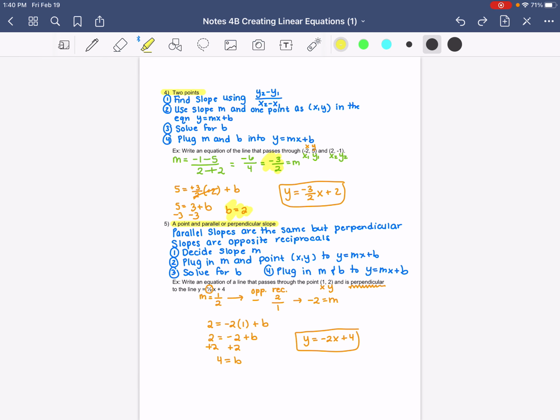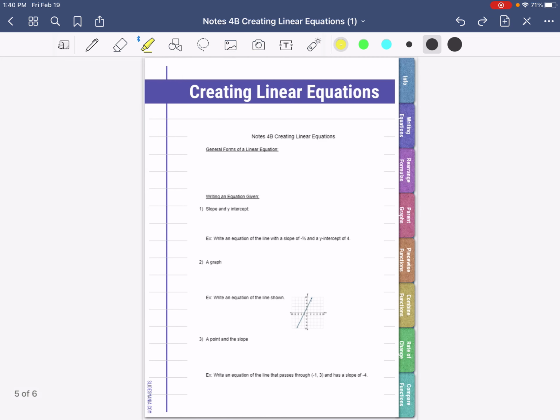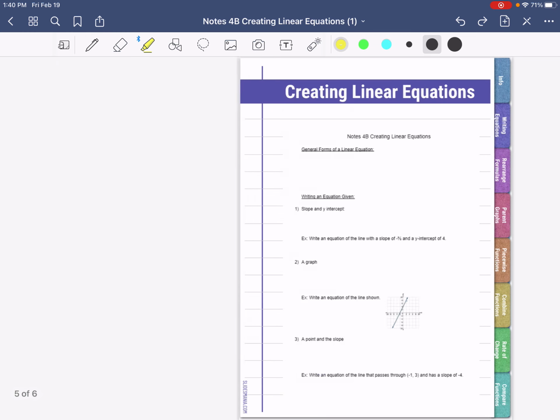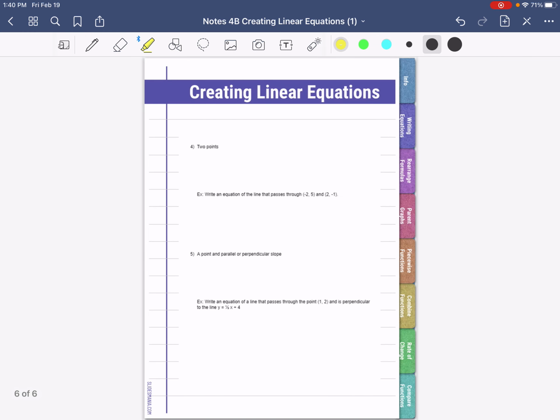All right, that's it for our examples for our notes. So this goes in, I already forgot, slide 4 and slide 5. So go put those into your new digital notebook and work on some practice.